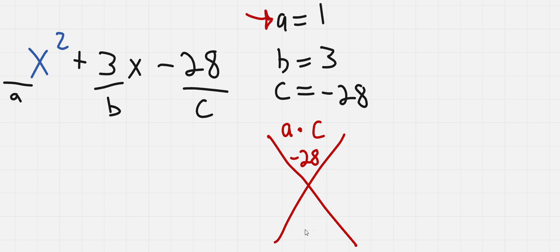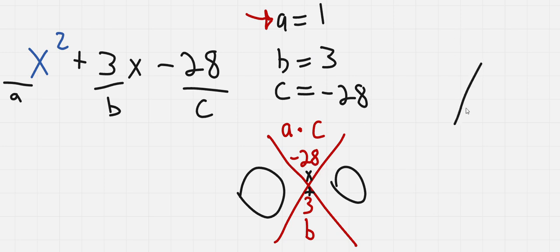And then down here, you're going to have your B term, which is 3. Your B coefficient, rather. And so the goal is to find two numbers, we'll put them on the sides here, that multiply to that top number, negative 28, and they have to add to that bottom number, 3. So let's look at factors of 28.